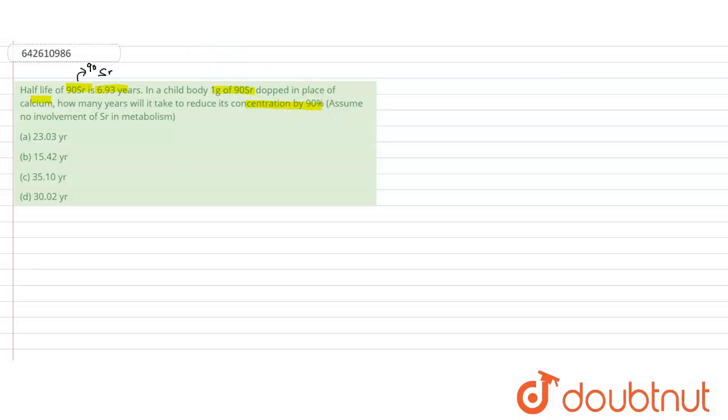As you can see, strontium-90 is a radioactive isotope, and we know that all radioactive decay is of first order. So this is a first order reaction, and for first order we have the formula: the rate constant K is equal to 2.303 divided by T, log of the initial concentration A over A minus X.